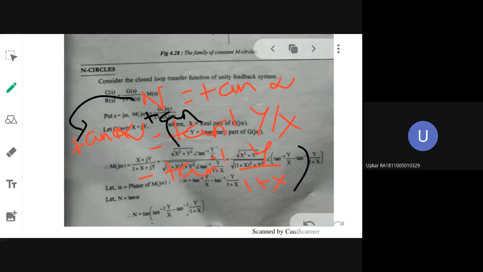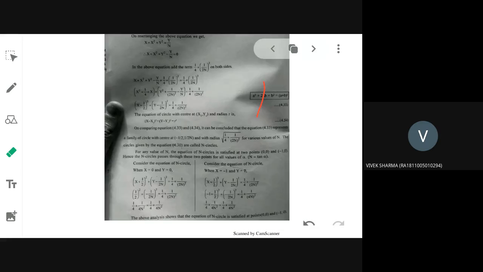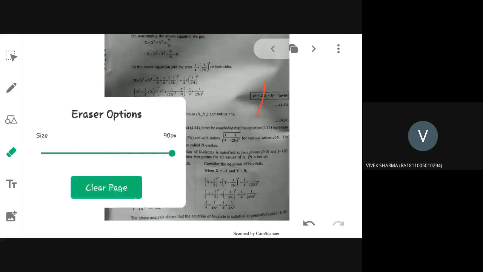So what will be the simplification? Tan of a minus b formula. What is the tan of a minus b formula? That way you will get n is equal to tan of tan inverse of y by x minus tan inverse of y divided by 1 plus x. Tan of a minus b is tan A minus tan B divided by 1 plus tan A tan B. The same formula you are going to use here also.